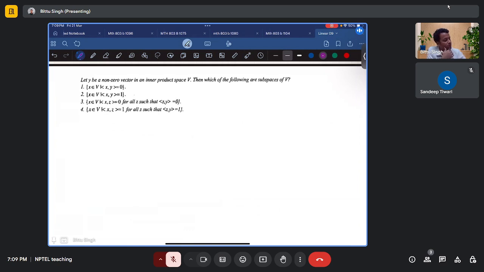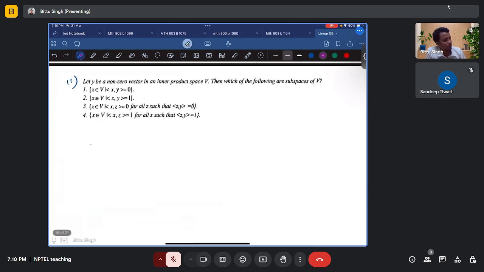So let us see this question. Here y is a non-zero vector, and we need to see which of the following are subspaces of V. If we start with the first condition, the subspace W is defined to be all x belonging to V which are perpendicular to y, that is, x and y are orthogonal. So we need to check if W is a subspace.